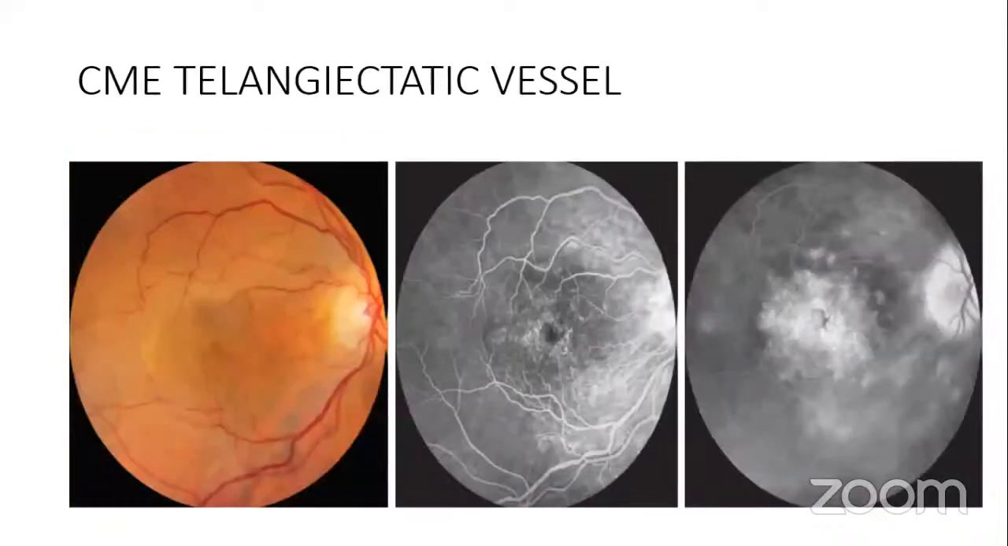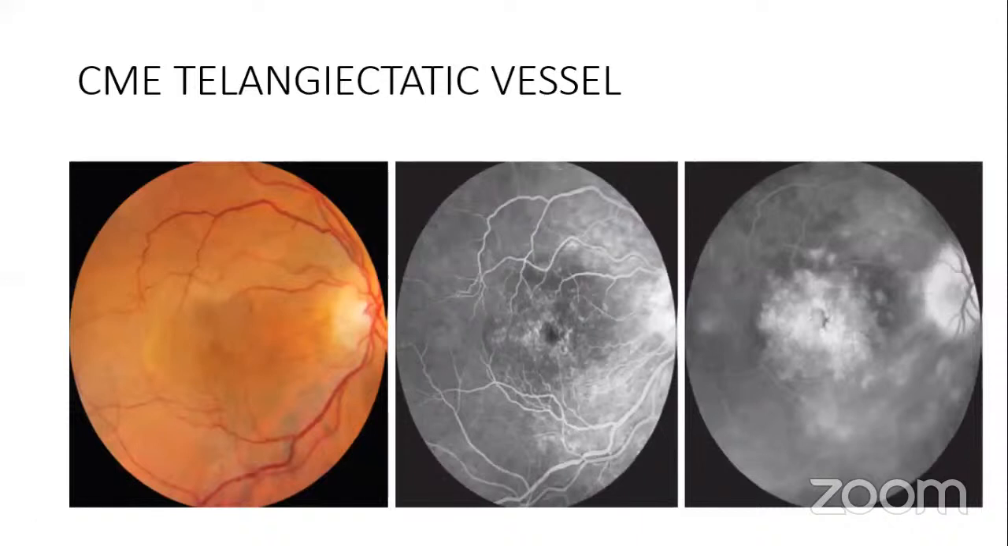So what we have here is central macular edema, cystoid macular edema with telangiectatic vessels. So look again that in the fundus photo, the macular reflectivity is not sharp, it's poor, it's dull. Okay. Now, the vessels are around the macula. The telangiectatic vessels are around the macula. Okay.